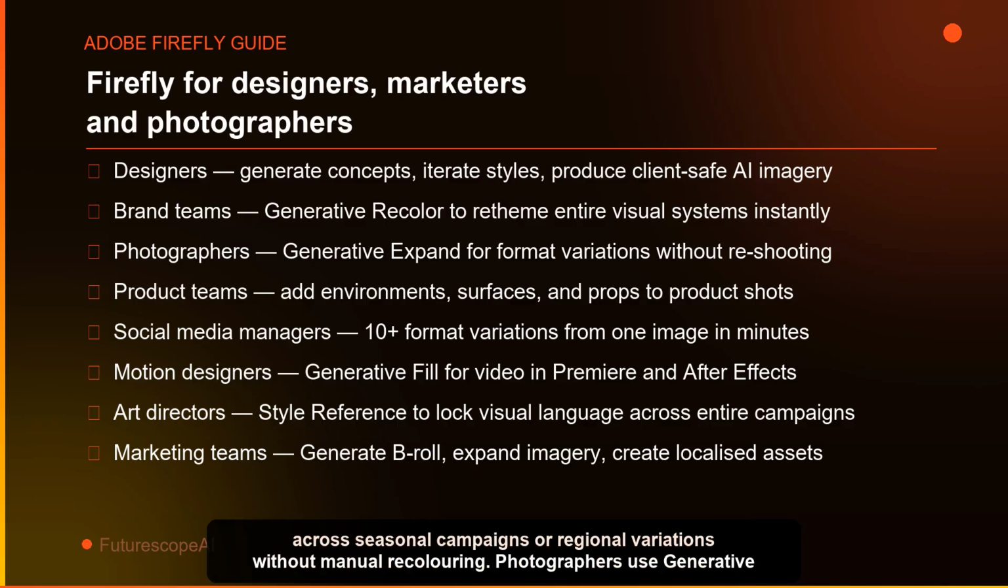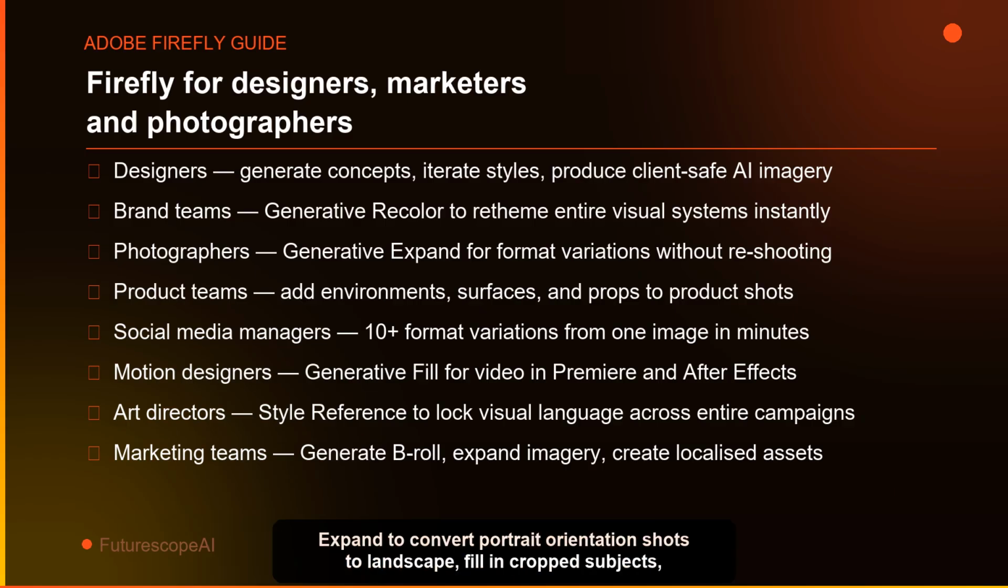Photographers use Generative Expand to convert portrait orientation shots to landscape, fill in cropped subjects, or create widescreen versions without reshooting. Product teams add environments, surfaces, and styled contexts around product photographs in Photoshop without a studio booking. Social media managers generate 10 or more platform-specific format variations from a single hero image in under 5 minutes.